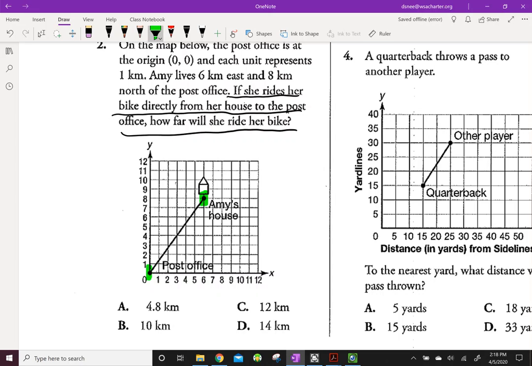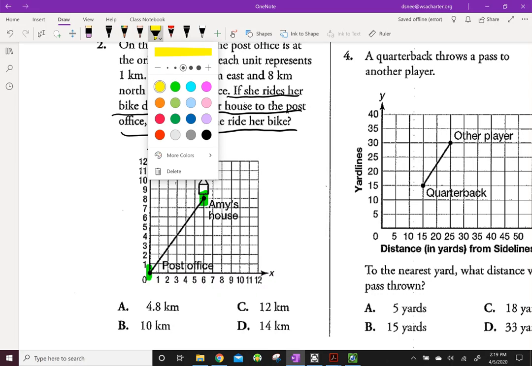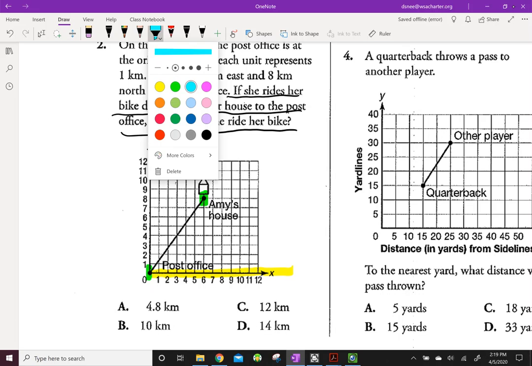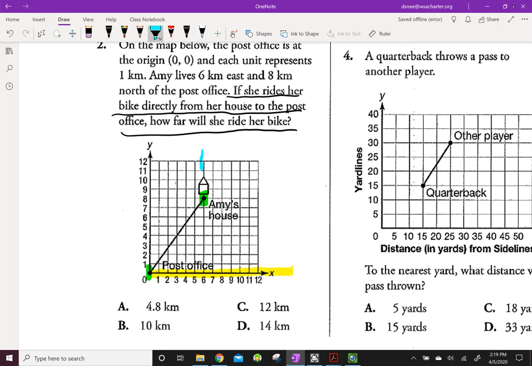And I could use the distance formula and the coordinates of those 2 points, or, right, I could draw a straight line out. If I draw a straight line out from the post office, and I draw a straight line down from Amy's house, I can create a right angle. Okay, so I've got a right angle that's created right here. So this is my hypotenuse, this is C, and then A and B are these sides.